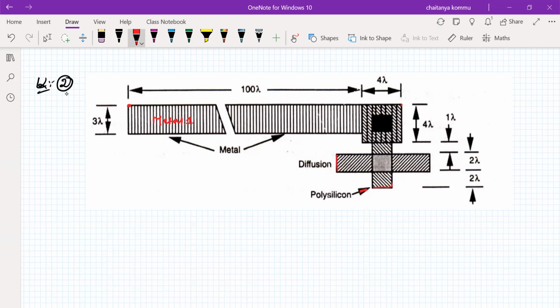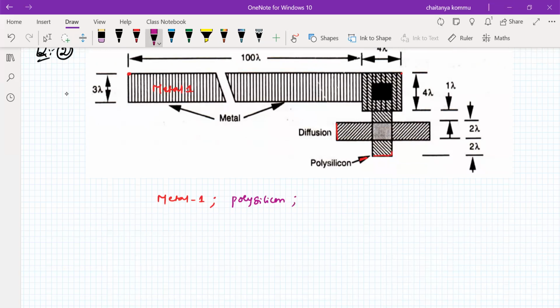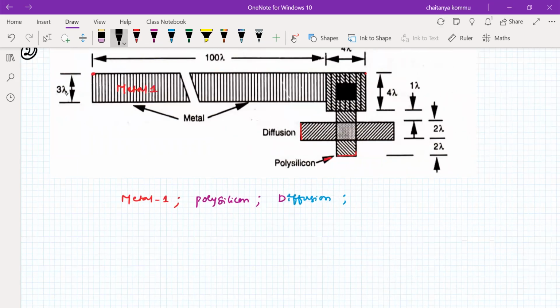So how many materials are there here? First one is metal one. Next one is polysilicon. The third one is diffusion. Of course, it is very necessary to find out that the transistor channel is also available. Channel is there. Gate to channel area is also there. These are the different things that we observe from this layout.